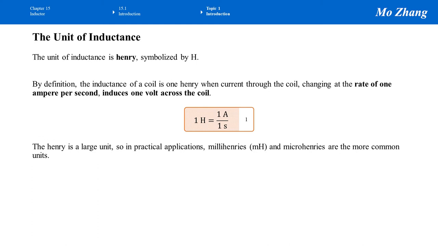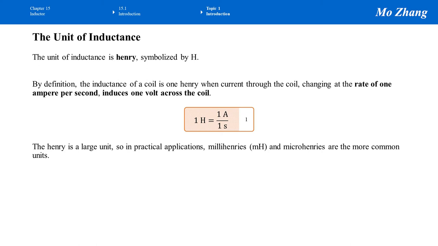By definition, 1 Henry is when the current going through the coil changes at the rate of 1 amp per second and induces 1 volt across the coil. This is the definition of 1 Henry. To express this in a mathematical expression, 1 H, the 1 Henry, equals 1 volt per amp per second.